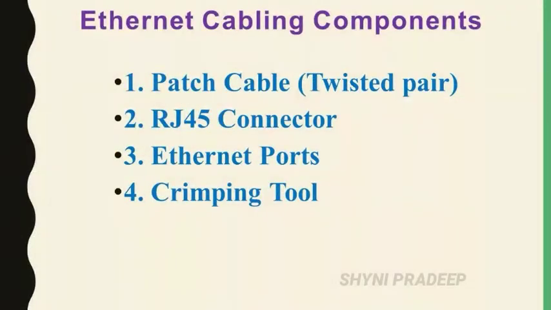And next topic is Ethernet cabling components. There are 4 types of Ethernet cabling components. What are they? Patch cable, which means twisted pair. Second one is RJ45 connector. Third one is Ethernet ports. And fourth one is crimping tool. Let us discuss them one by one.